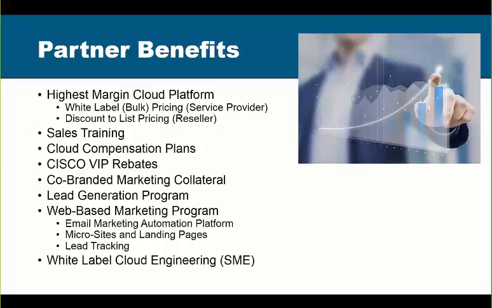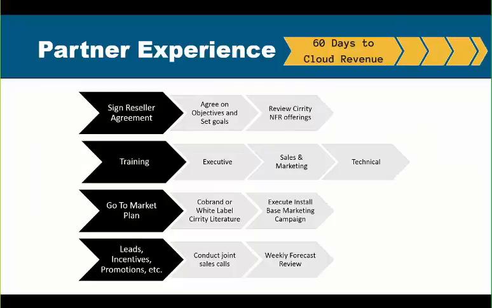Our lead generation program is fabulous. So we do paid ad searches, and we have platforms for web-based marketing. So we're able to help our customers both prospect within their own customer base and to get new customers through our leads. And we have our own white label cloud engineering, which means that our sales engineers will actually get on the phone with your salespeople and help close deals and help architect things in real time. And we'll do that under our partner's name, so they don't even need to know that it's Cirrity that's on the phone. So how do we take advantage of all these things?